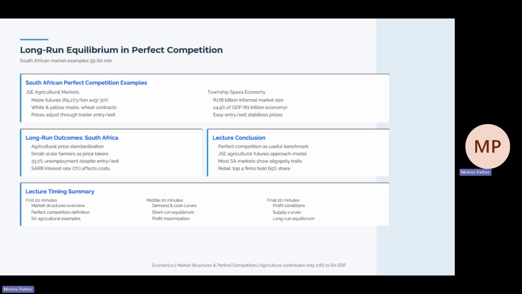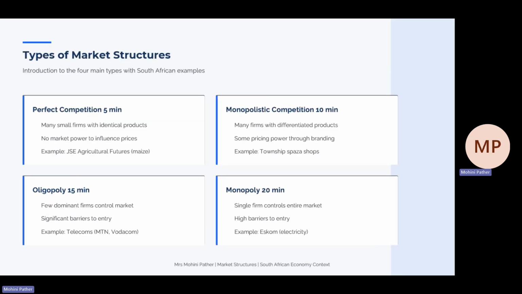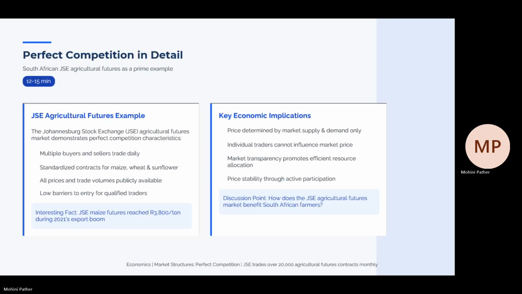Retail. So the top 4 firms in South Africa, just as a comparative analysis, more oligopoly market is retail. So our top 4 firms hold 65% of the market share. All right, so we have looked at perfect competition in some details. Okay, so here we go.